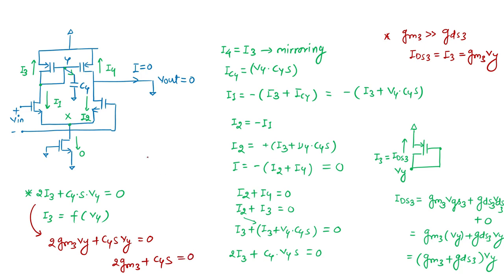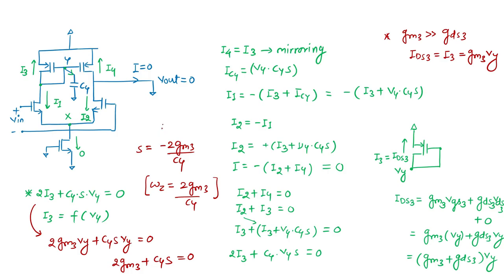So S is coming from here: S equal to minus 2gm3 by Cy. What is the magnitude of this omega? That is not p, it is z. So it is omega z, the magnitude 2gm3 by Cy. This was our target to calculate. We made the sum of the two currents equal to 0, and this is the only way of calculating the zero.